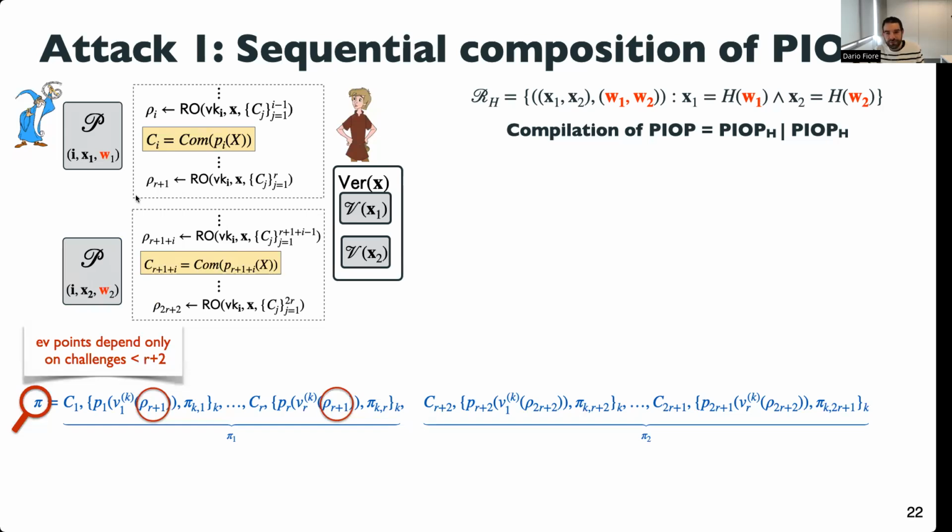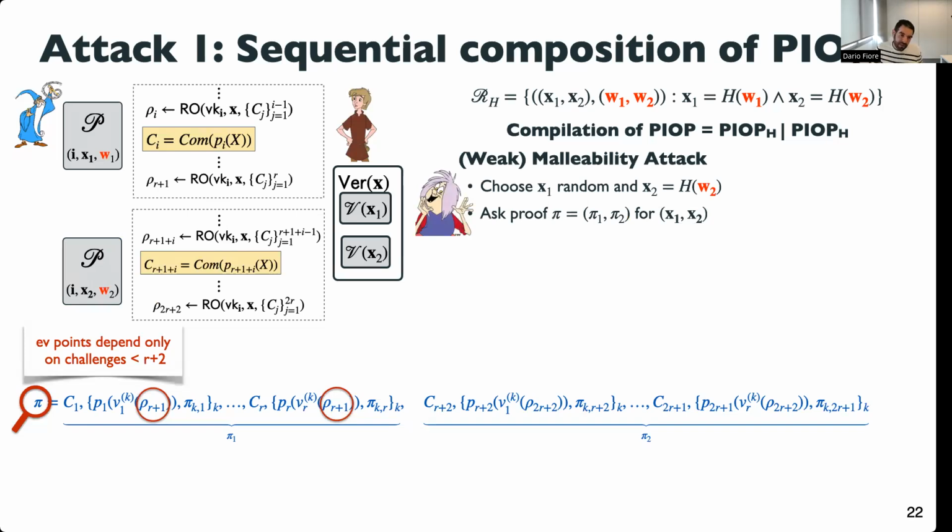Because if you compile it in a standard way, you would stop here and then test, or you would run the verifier on X1 and you test at this point. But this verifier doesn't know this other execution, so it will just give you tests that depend only on the first part of the protocol. So with this observation, we can mount the following weak malleability attack.